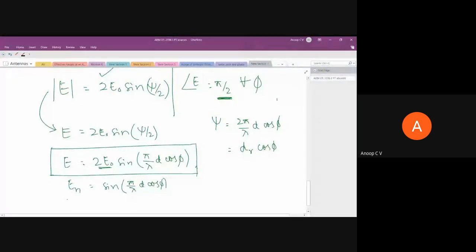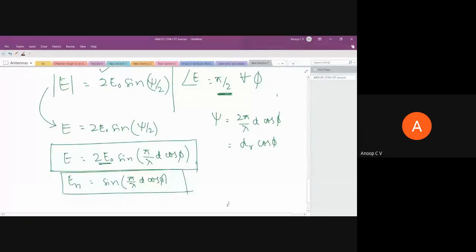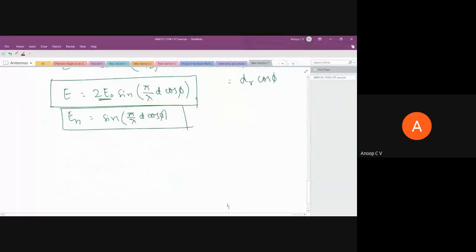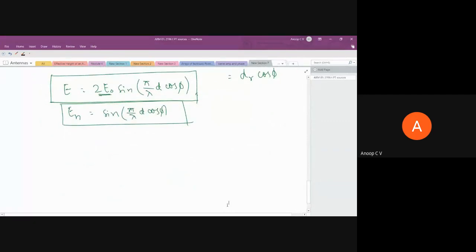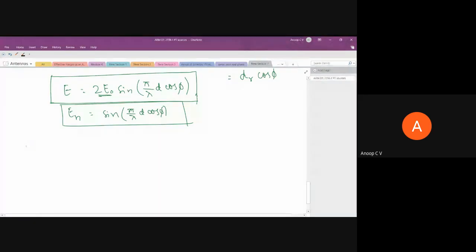Now, shall we try and find, for a distance d equal to lambda by 2, how the pattern will look like? Today, I'm not going to use GeoGebra and plot it. Before that, we'll try to find that. So, case A, d equal to lambda by 2.